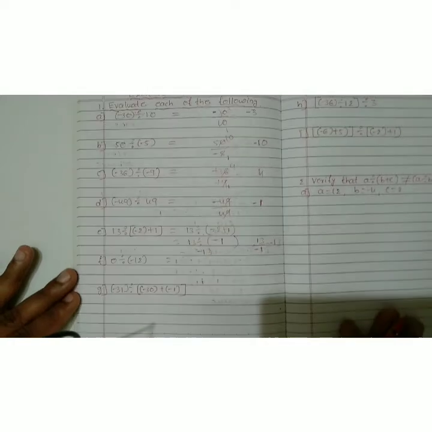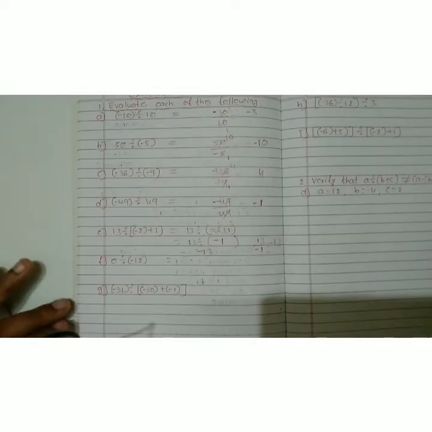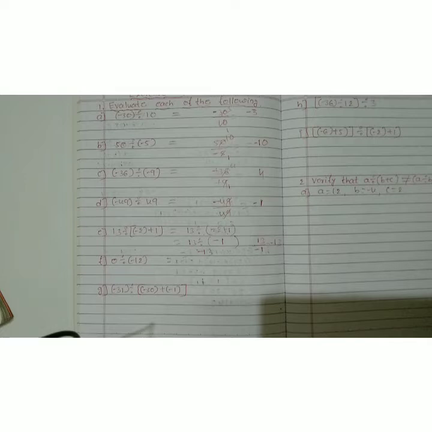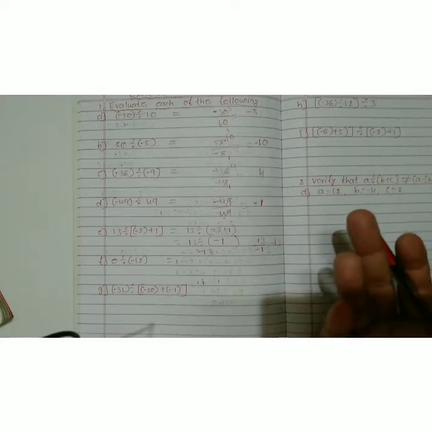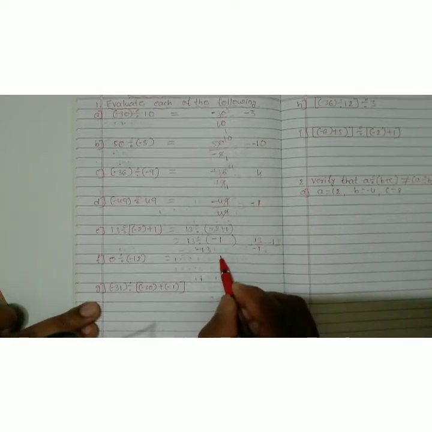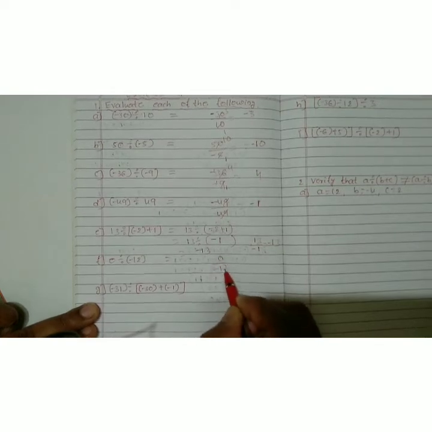Yes. Now let's come to the next one: 0 divided by 12. You already know that any number into 0 is 0, and in the rule of division of integers also, the answer is 0. If you divide 0 by any number, either positive or negative, the answer will be 0. So 0 divided by minus 12 is simply 0.